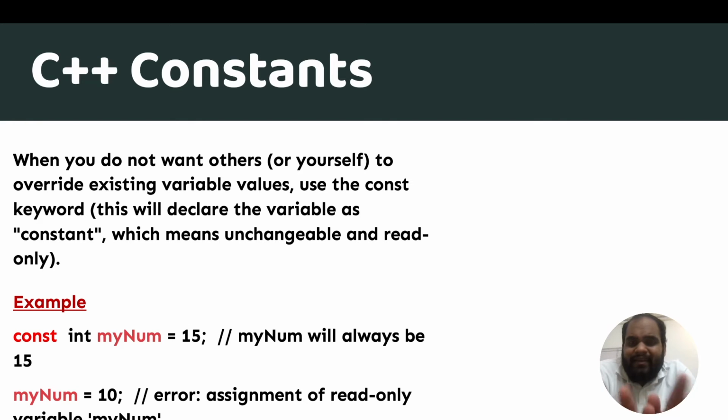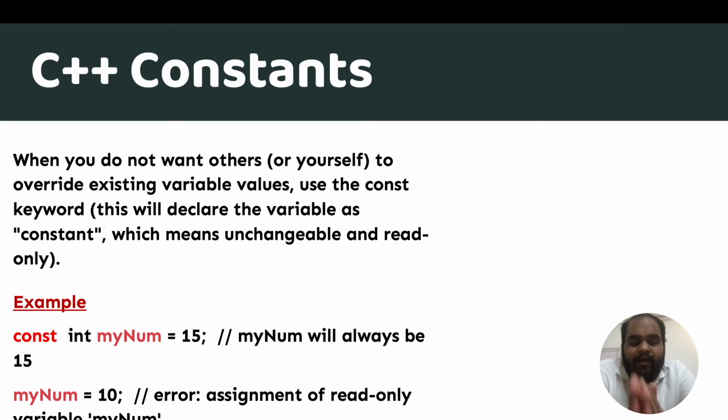And it's pretty easy to declare. That's what we are going to see in the example. So how do you go about it? You write const int myNum equals 15. Now const is a keyword which is added before int so that you can tell that this is going to be a constant variable. It's no longer a variable, it's going to be a constant. So const int myNum equals 15.